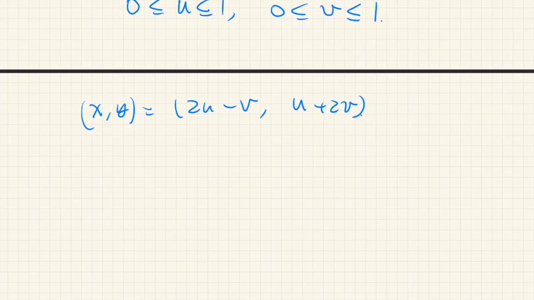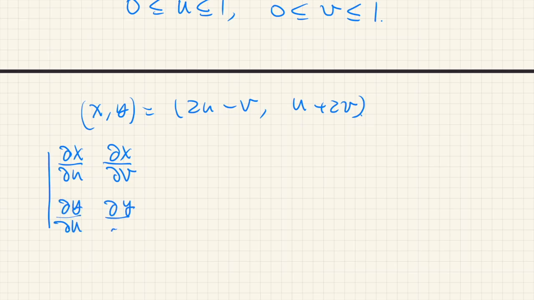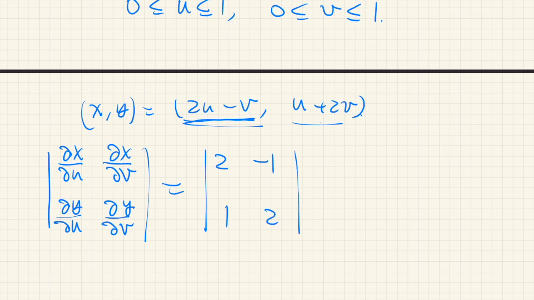So let's calculate the Jacobian determinant. So dx du, dx dv, dy du, dy dv. Since these are both linear functions, it's very easy. So if we differentiate this one with respect to u, we get 2. And differentiate this with respect to v, we have -1. And do the same for y. This is 1 and 2. So the determinant is 2 times 2 minus -1 times 1. So that's 5.